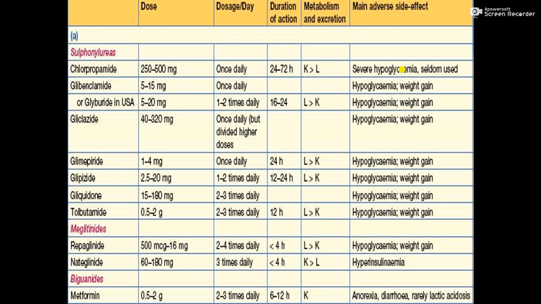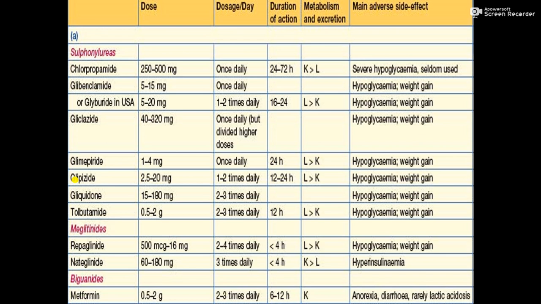Glibenclamide's dose is 5 to 15 milligrams. It can be given once daily to patients, and its duration of action is the same as chlorpropamide. So hypoglycemia can occur and weight gain can occur. Gliclazide is also available in 40 to 320 milligrams, once daily but in divided higher doses depending on the condition of the patient. The main adverse effects reported are hypoglycemia and weight gain. Another one is glimepiride, which is available in 1 to 4 milligrams.